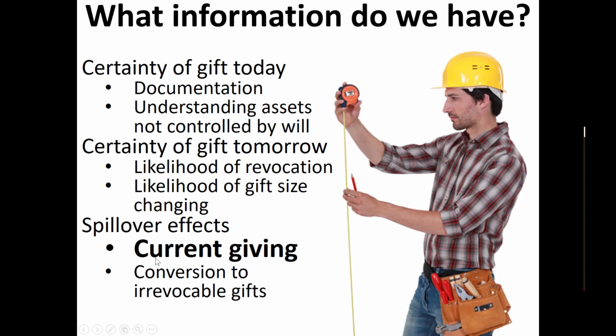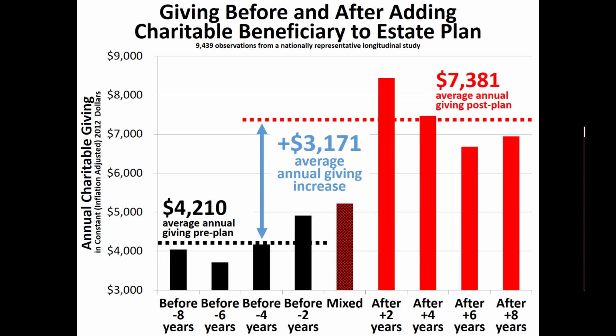What do we know about the spillover effects on current giving? Well, we are able to track what happens to current giving for people who, and these are only for adults age 50 and above, for people who did not have a charitable component and then later added the charitable component. So again, this is tracking the same people. So if somebody never added a charitable component, they're not in this chart.